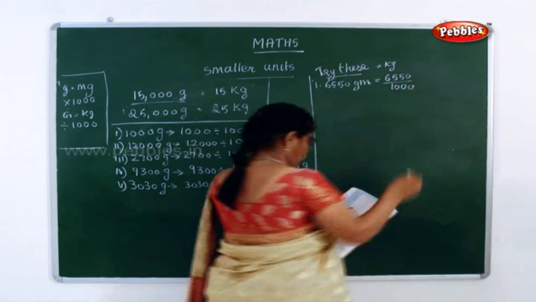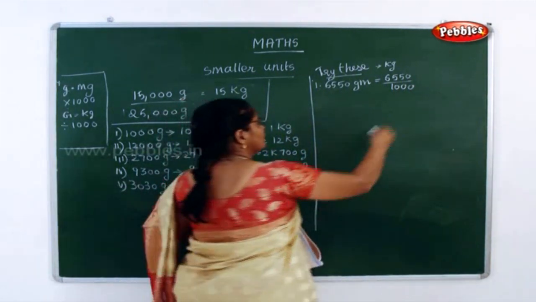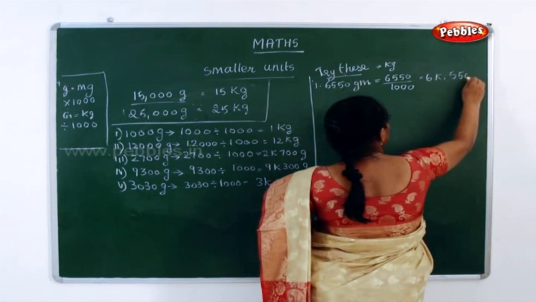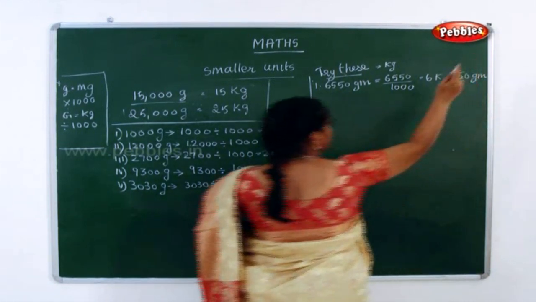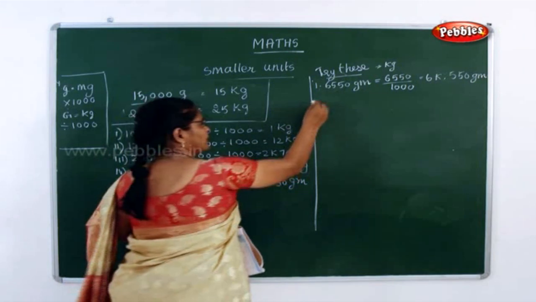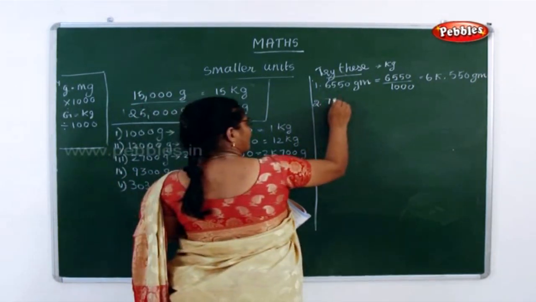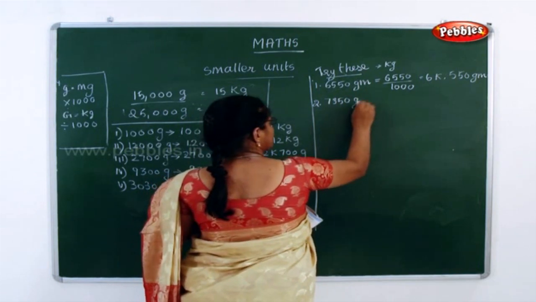Now what is the answer you are going to get? It is 6 kilos and 550 grams. Now what is the second one they have given? It is 7350 grams.